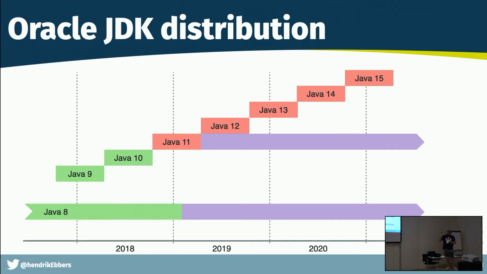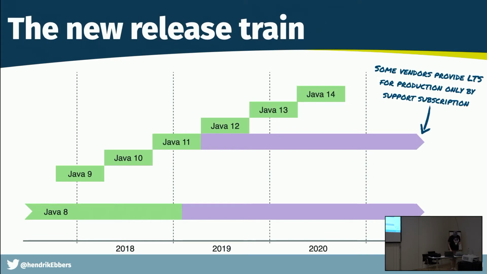But this is not how all the distributions and all the vendors do it. There are some other vendors that, for example, provide LTS support for these versions for free. Like, for example, Azure does it, Bellsoft does it, and Eclipse Adoptium does it too, just to name 3. And this happens because the LTS is still developed in the open source.